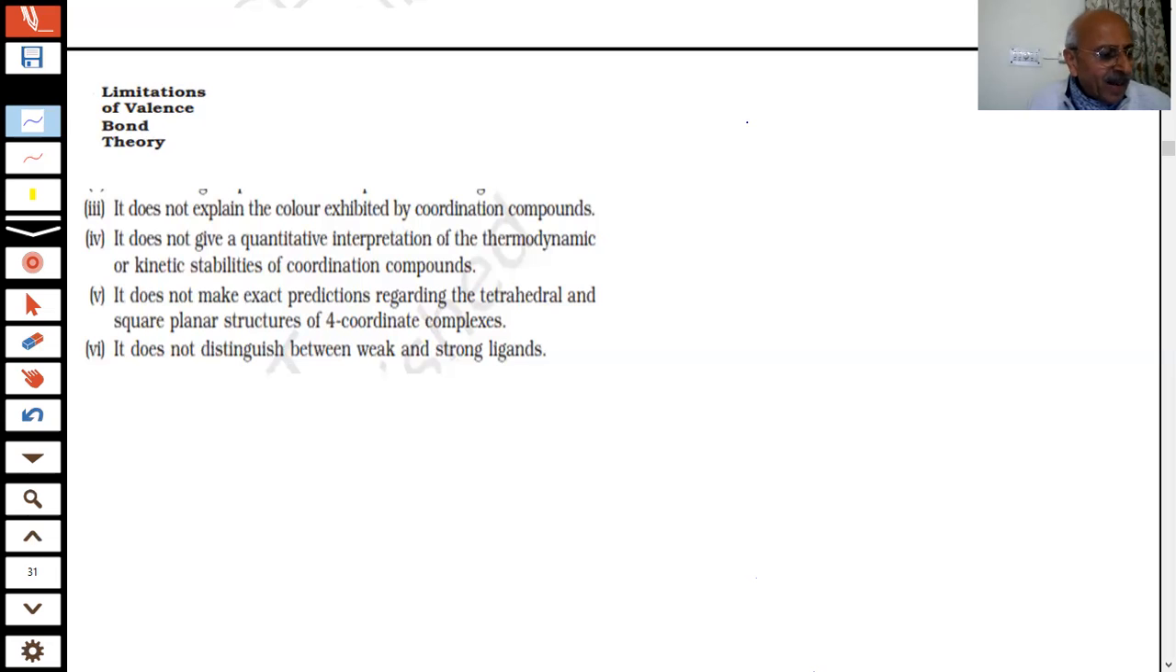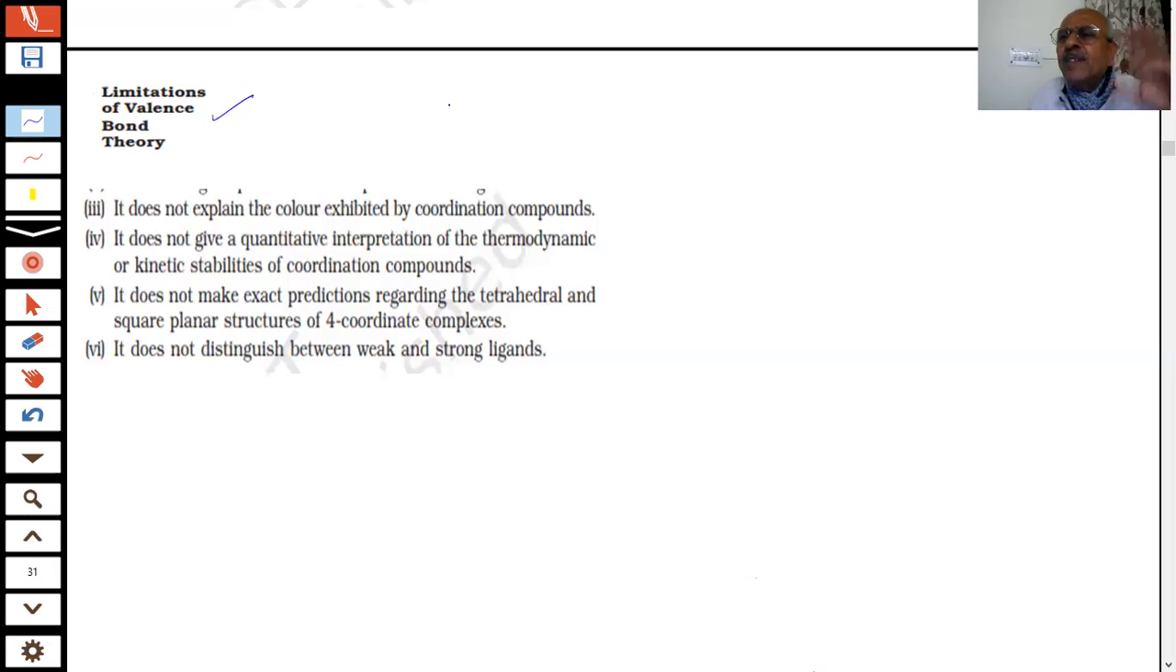the magnetic character using hybridization. We said these ligands are coming, so there is a pairing of the electrons. In some cases we said pairing doesn't take place, and on that basis you are calculating the magnetic behavior. But there are limitations of the valence bond theory; there are drawbacks. Every theory has some problems, students, some drawbacks. So that is why we go to the next theory.